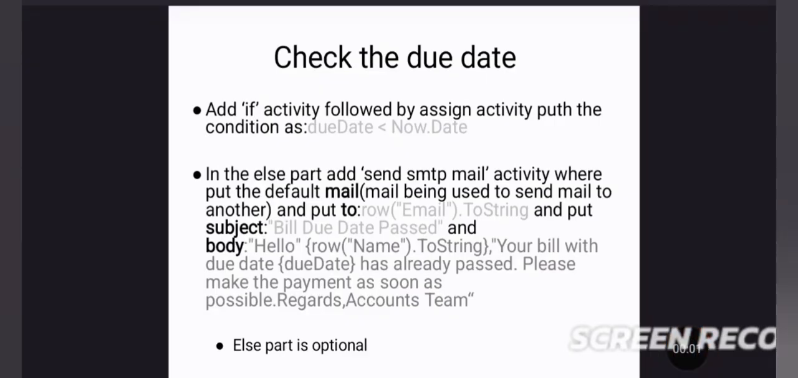In the then branch of the if activity, we use send SMTP mail message. The recipient email comes from row of email to string. The subject is bill due date passed, and the body contains the customer's name and the due date, reminding them to make payment as soon as possible.